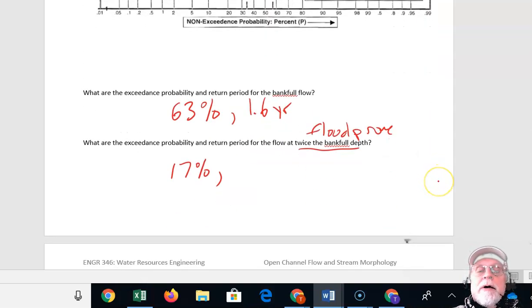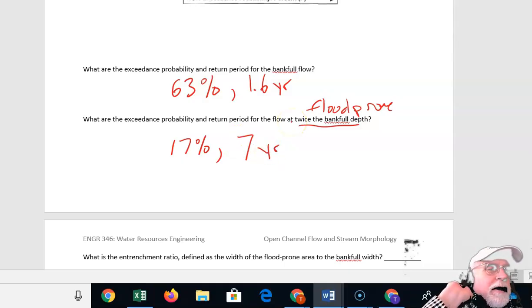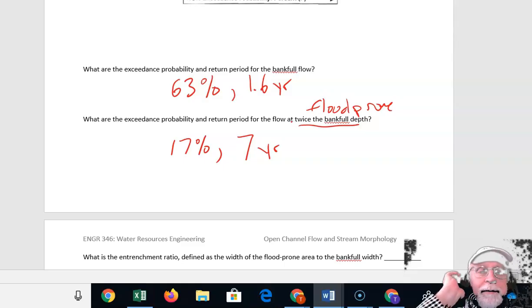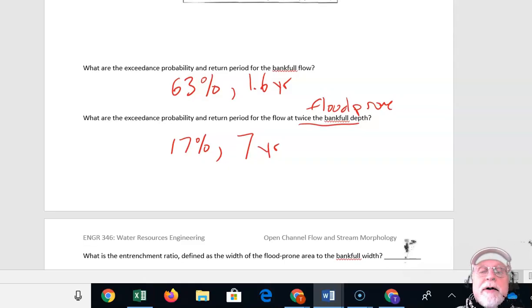So I'll go down here, 17%. Oh, I'd written that in already. And then I said maybe about a 7-year return period. So it's not going to be there quite as often. That's one thing we can do with this: look at the return periods for bank full flow and then twice bank full flow, if we have that data.